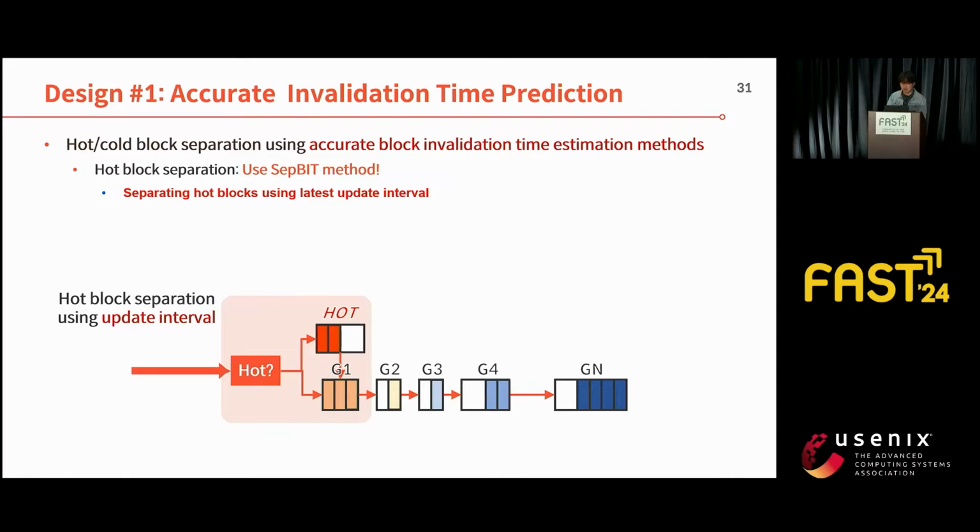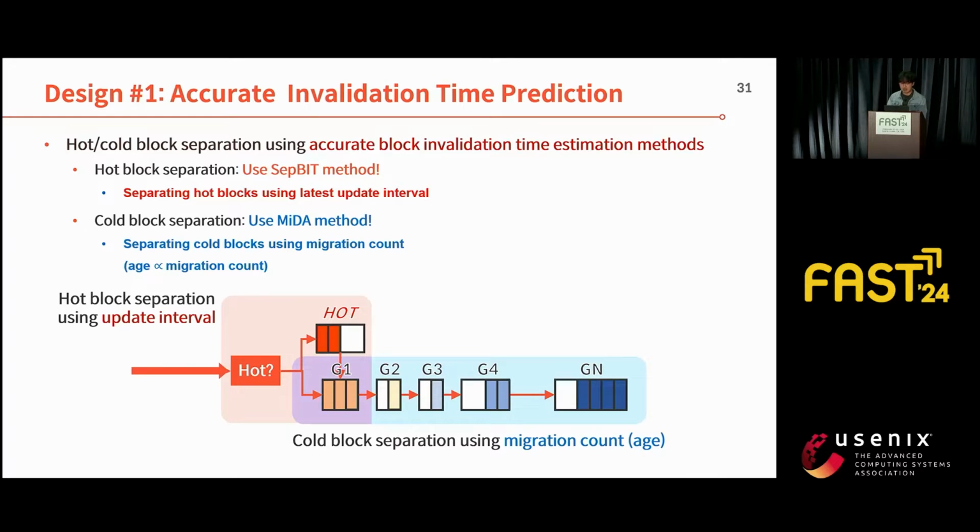For cold block separation, we utilize the MiDAS concept, which is the cold block separation technique using the age of a block. Actually, MiDAS separates data blocks based on the migration count. A high migration count means that the block has lived a long time in the system while being valid. It implies that the age of a block is proportional to its migration count. So in MiDAS, data blocks are only migrated into the next group in the chain by GC.